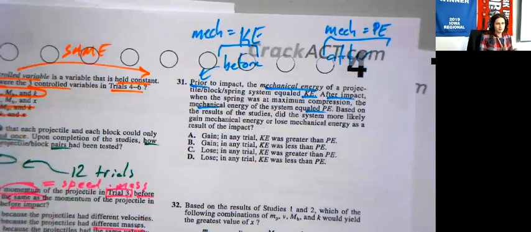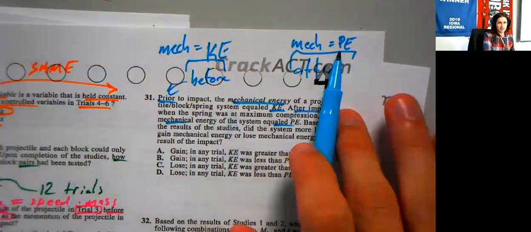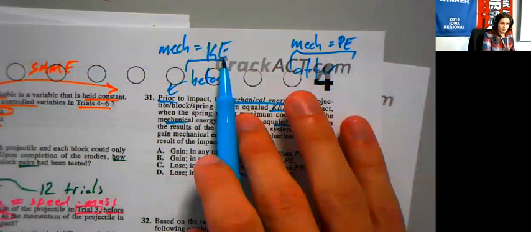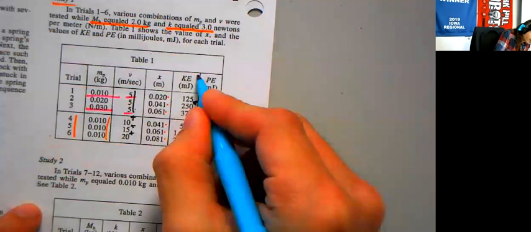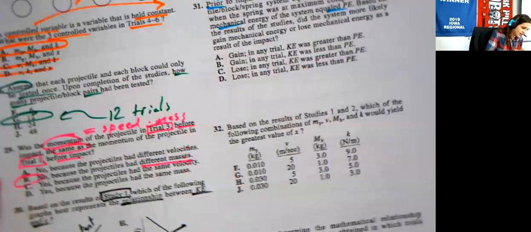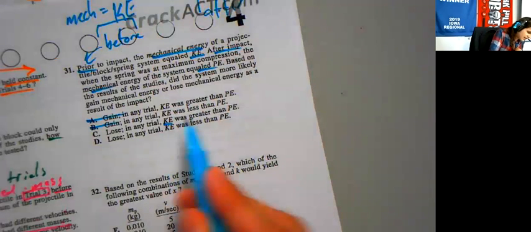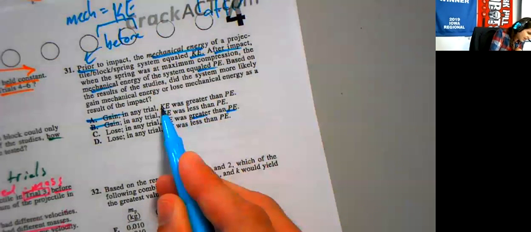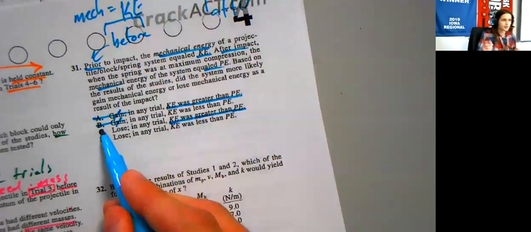Cool. Based on the results of the study, did the system more likely gain or lose mechanical energy? All right, so did this go up or down? Looking at KE and PE, KE is always greater than PE. It's always going down. Look at these. KE is big, PE is small. So was it gained or lost? It had to have been lost. In any trial, KE was greater than PE, but it didn't gain, it lost energy.